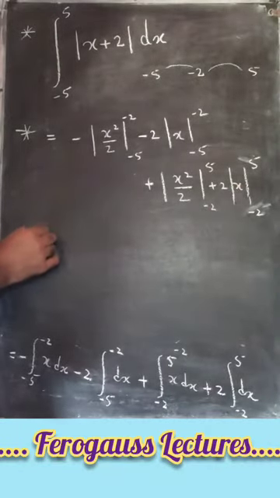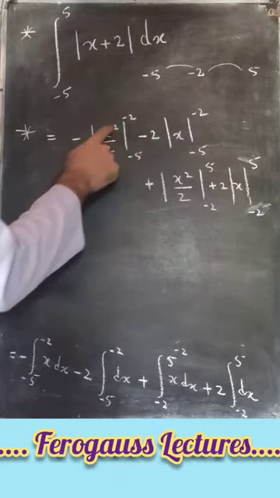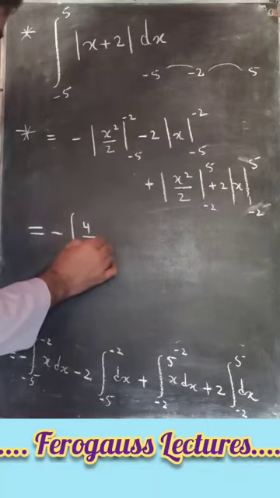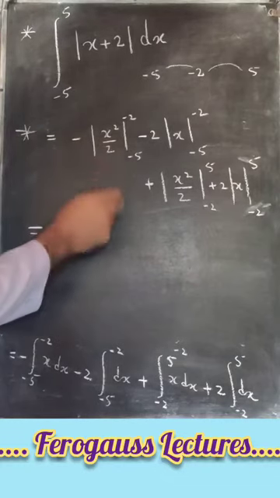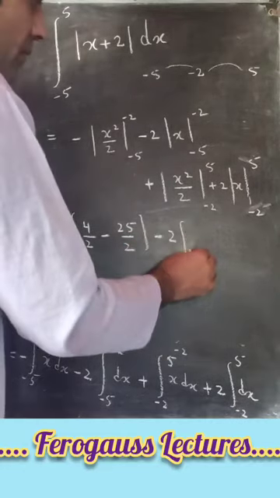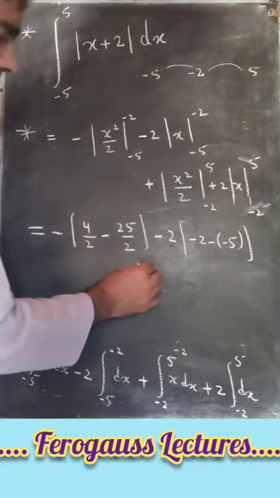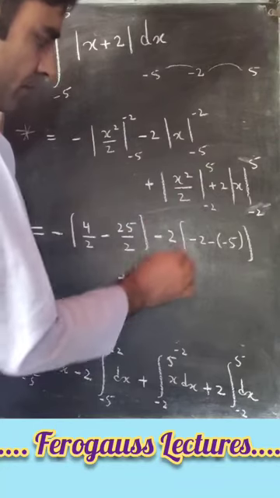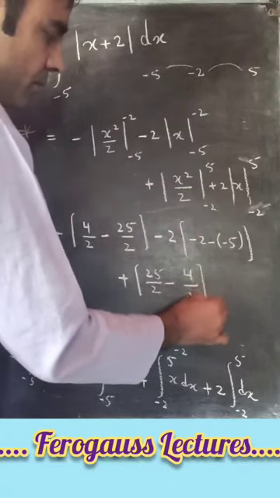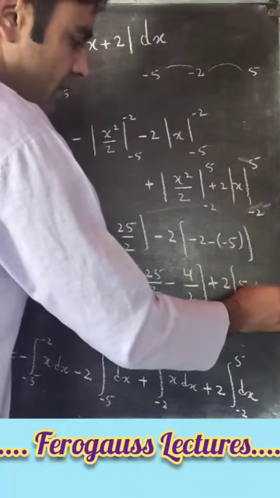Okay, that is further equal to minus times, now here upper limit is -2, so it's minus 2 square, that is 4 divided by 2, then minus, lower limit is -5, so minus 5 square is 25, it's 25 divided by 2, then minus 2, again upper limit is -2, then minus, lower limit is -5, then plus, upper limit is 5, so 5 square is 25 by 2, minus, lower limit is -2 square is 4, so it is 4 by 2, then plus 2 times, upper limit is 5, minus, lower limit is -2.